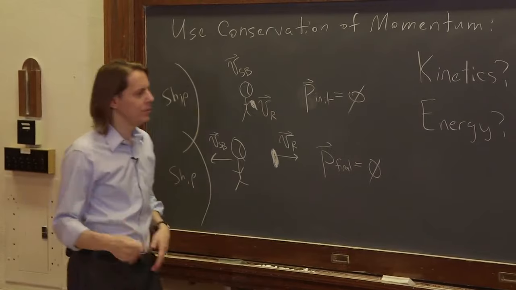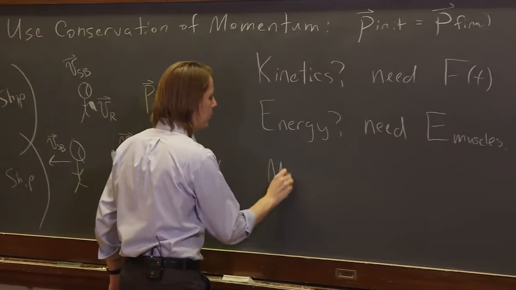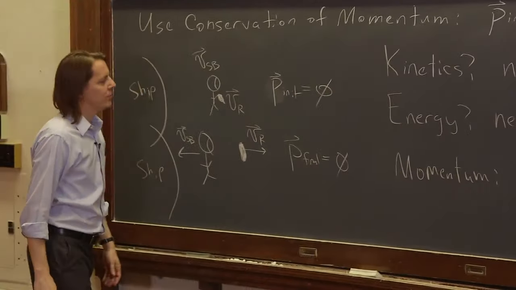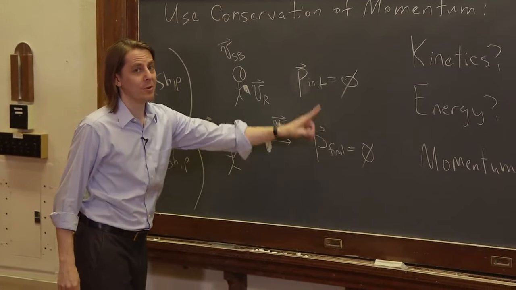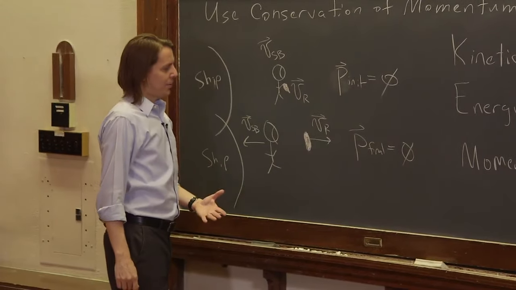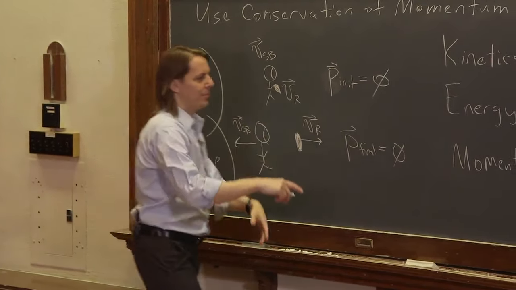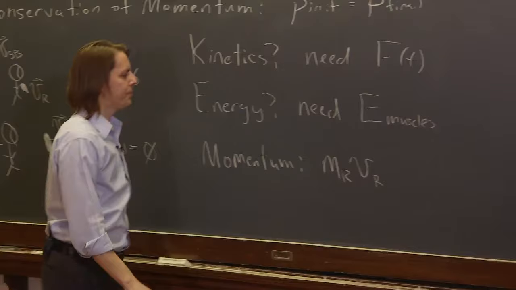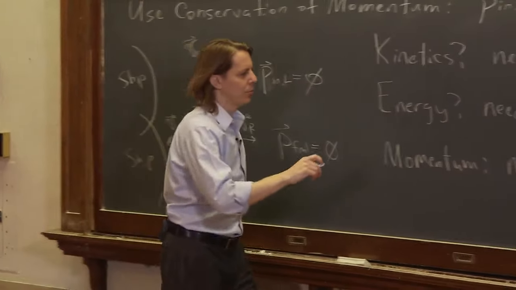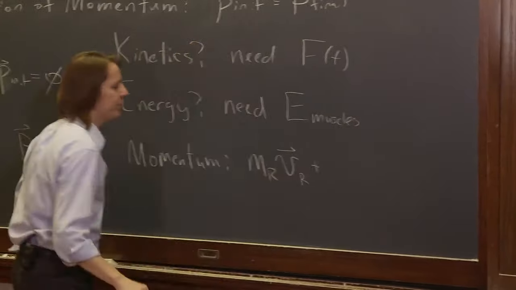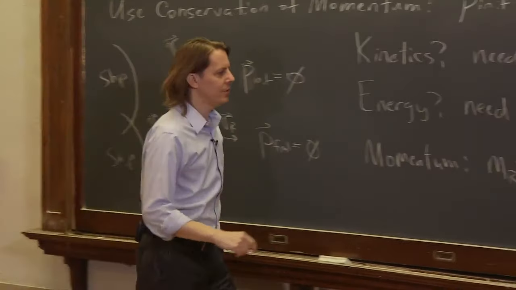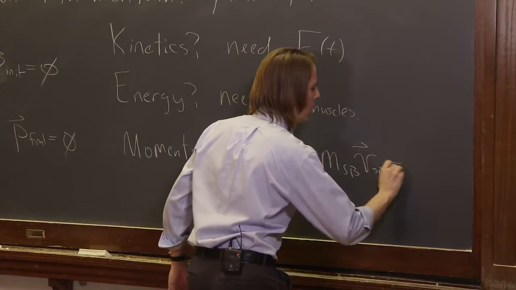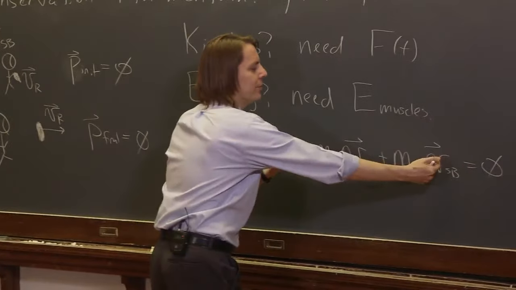But finally, you could do it with momentum. And this is the way to go because we know that the final momentum has to be zero because the initial momentum was zero. If the final momentum is zero, then we know that the mass of the rocket times the velocity of the rocket going this way, we'll go ahead and put the vector sign on it, plus the mass of Sandra Bullock times the velocity of Sandra Bullock has to equal zero, and it can't equal zero because these are opposite directions.